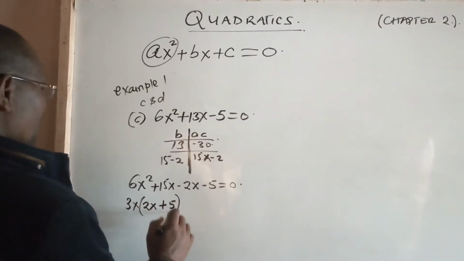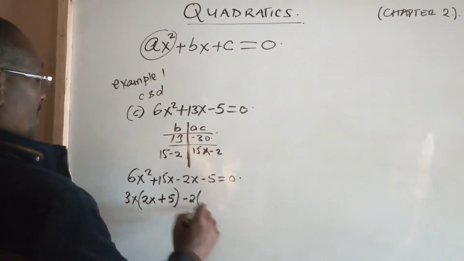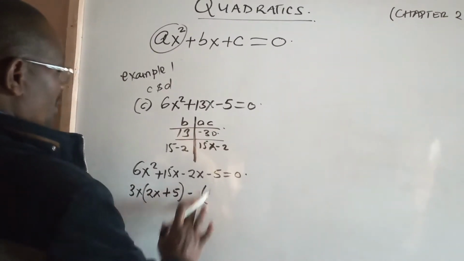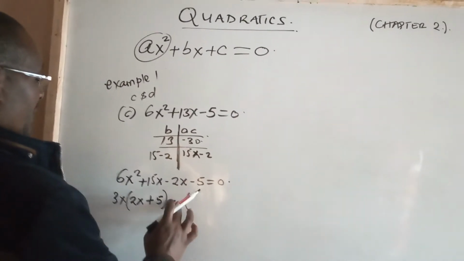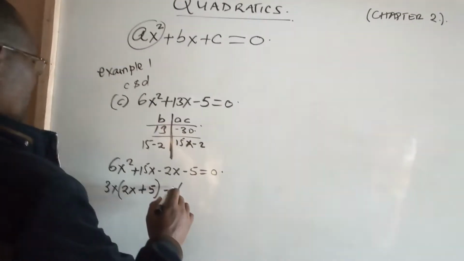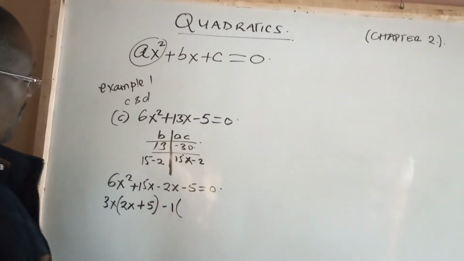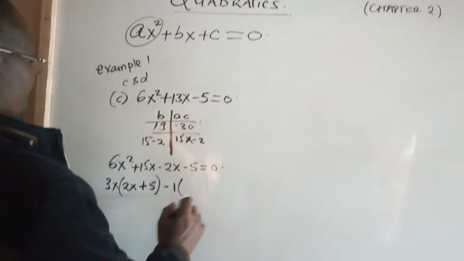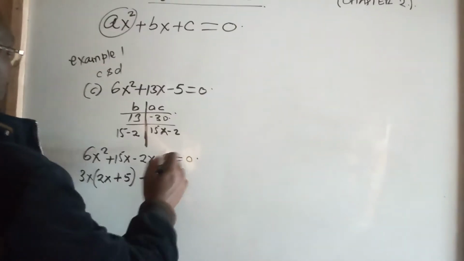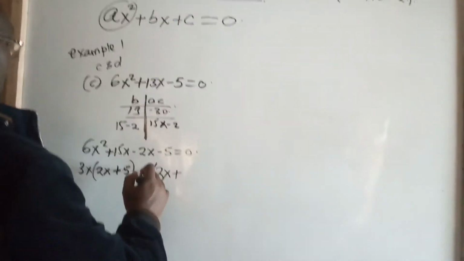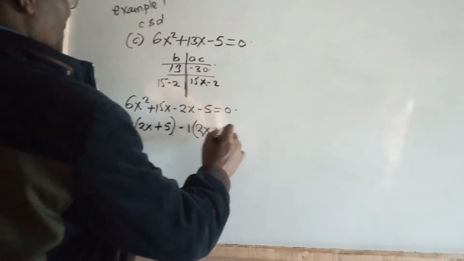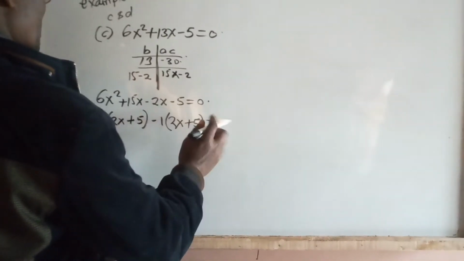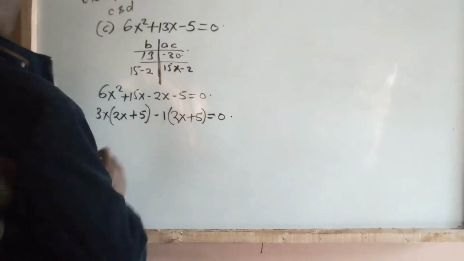Negative 2 comes over. No, negative 2 is not common because minus 5 cannot divide negative 2. So negative 1 is common, such that we have minus 2x divided by minus 1 is 2x. Of course, minus 5 divided by minus 1 is a positive 5. So this one you just have to be equal to 0.